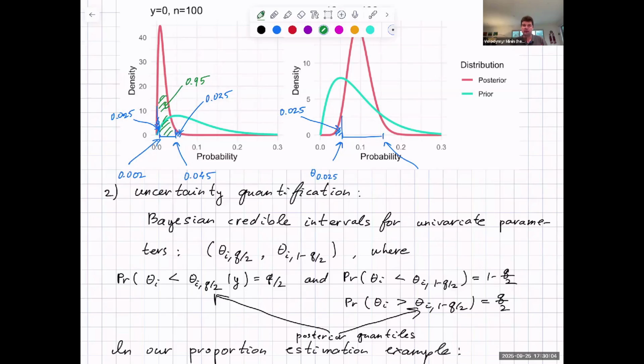In R, you can type qbeta, for example, which we will do in a second in the exercises and in the code, and it will give you the numbers. Yeah, but this has to be done numerically. If you go to the Wikipedia page of the beta distribution, it will not give you all the quantiles of the beta distribution, but you can find them numerically. Good questions. Thank you.